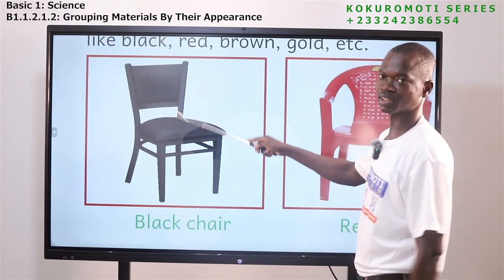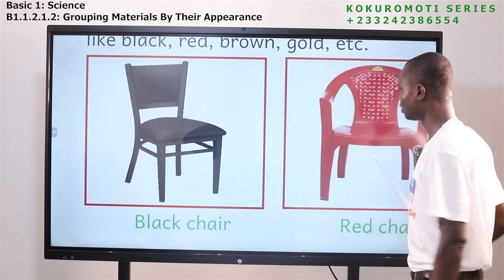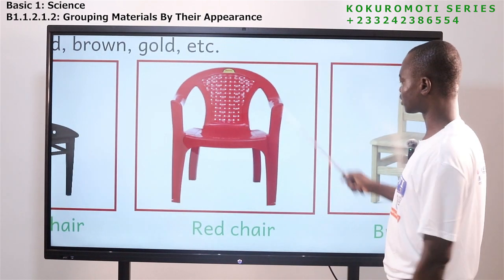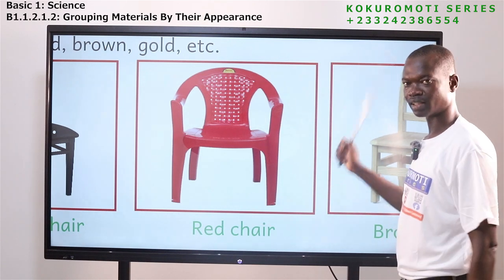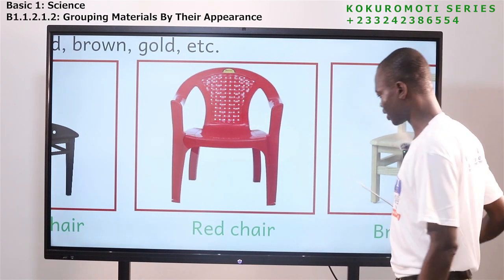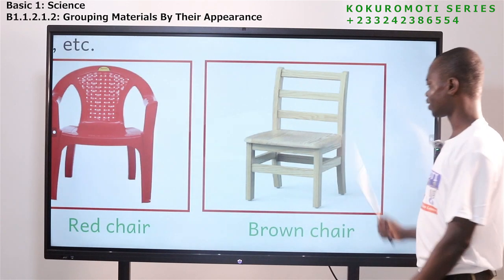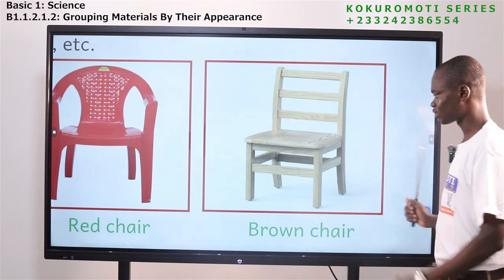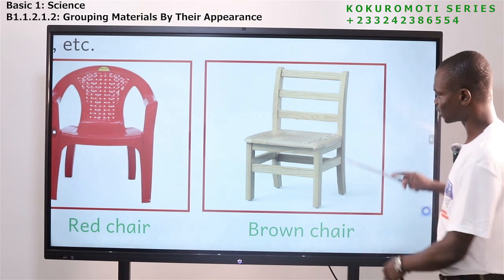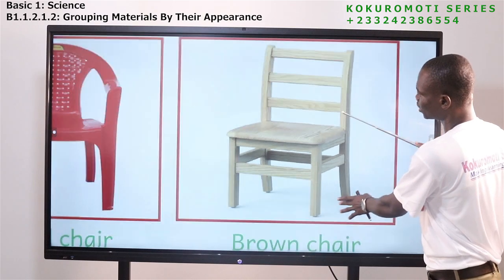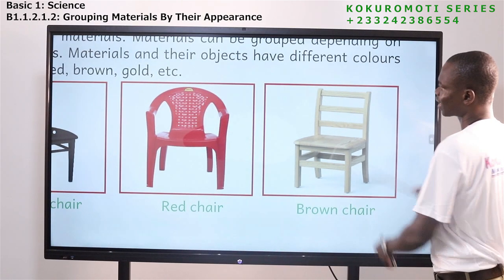So we have this to be what? Black chair. Have you seen it? The color is black. When it comes to this side too, we have what? Red. It's a chair, alright, but the color is red. This one too is also a chair, but the color is not black. It is not red, but rather it is what? Brown.